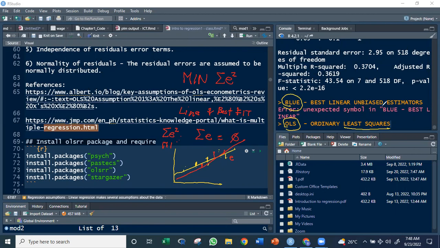The best linear unbiased estimator, and then the method used, which I mentioned before, I think, is ordinary least squares. So this is where the squared residuals come from, the squared terms of the residuals. Okay, and we call it the line of best fit, and there can only be one and only one line given your data points.